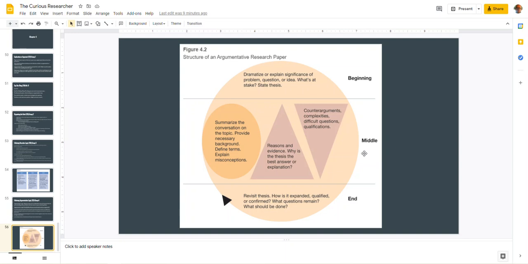And figure 4.2 gives you the visual of how to put together the research essay, the argumentative essay, where you dramatize and explain the significance, summarize the conversation, give reasons and evidence, counter arguments and complexities, and then wrap up by revisiting the thesis: if it's expanded, qualified, confirmed, what questions remain, what should be done. So these are all important aspects of the argumentative process.